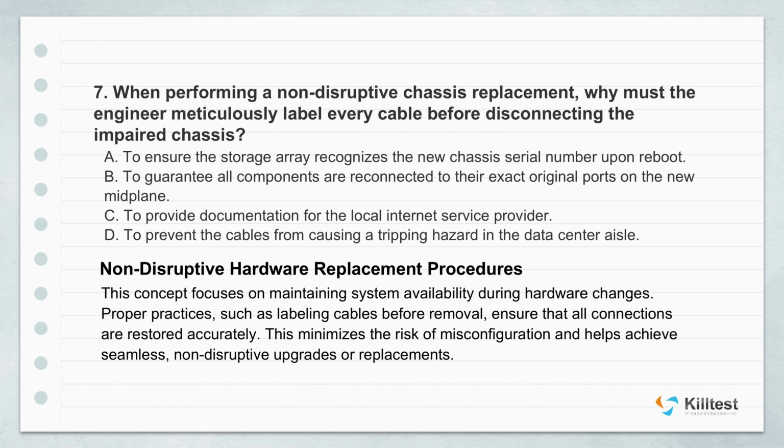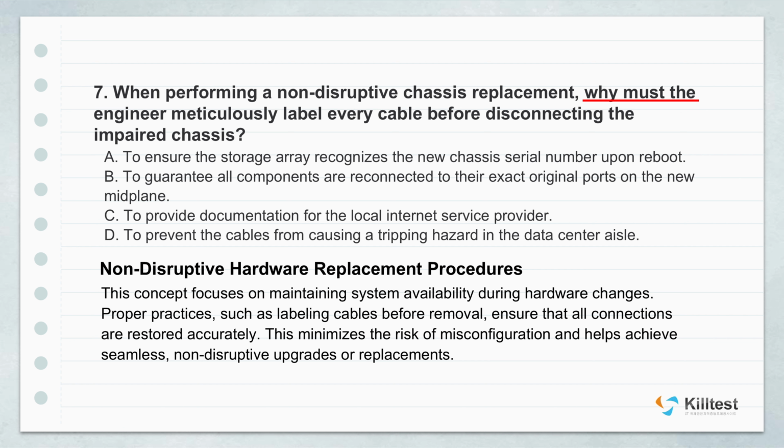Question 7 asks about this. This is a really important one. When performing a non-disruptive chassis replacement, why must the engineer meticulously label every cable before disconnecting the impaired chassis? A, to ensure the storage array recognizes the new chassis serial number upon reboot, or B, to guarantee all components are reconnected to their exact original ports on the new midplane. Then C, to provide documentation for the local internet service provider, or D, to prevent the cables from causing a tripping hazard in the data center aisle.